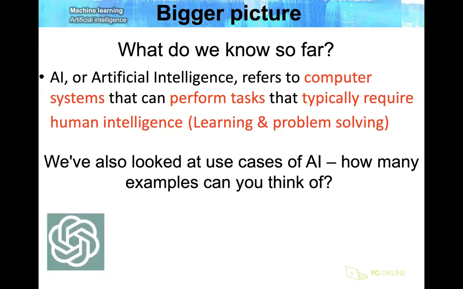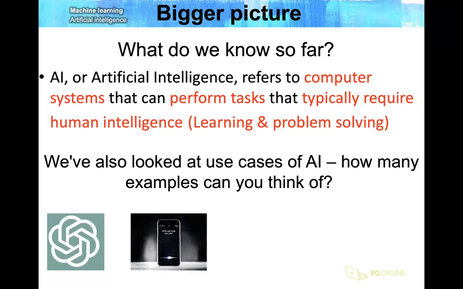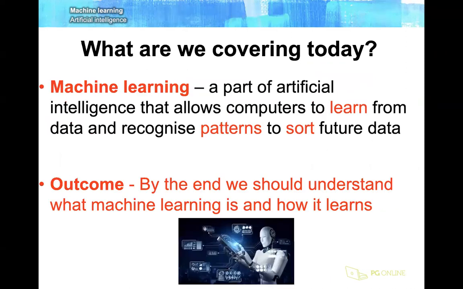Okay, so for the first one, ChatGPT. This is basically a chatbot. Second one is Siri. Third one is games. And the fourth one is a self-driving car.